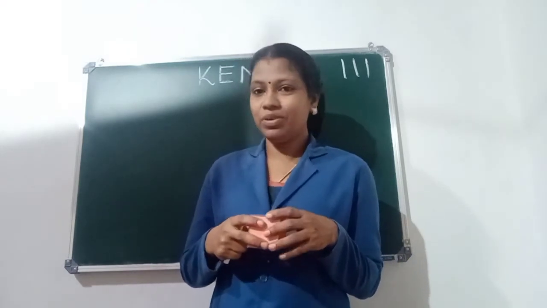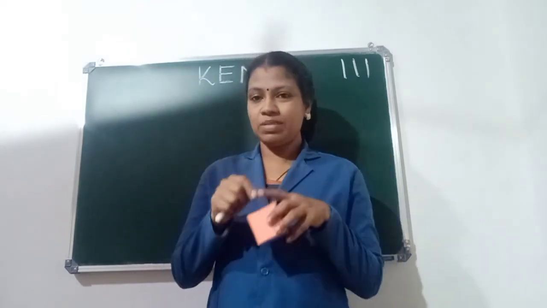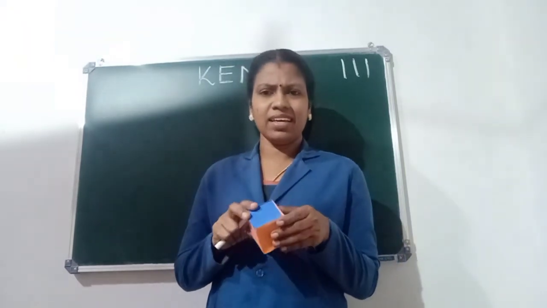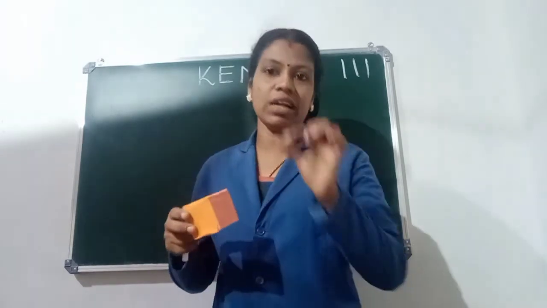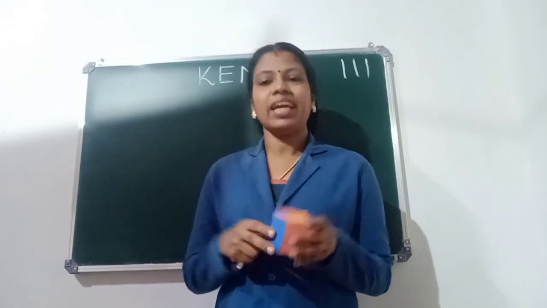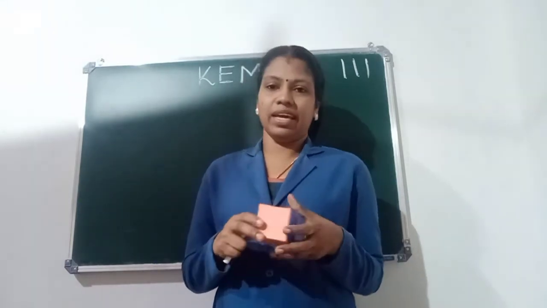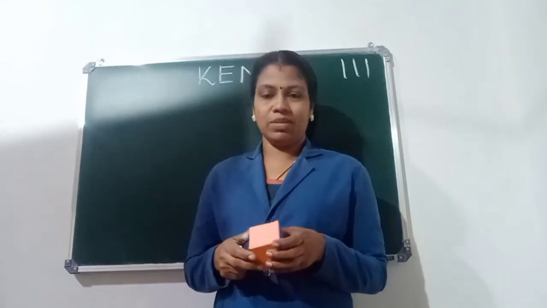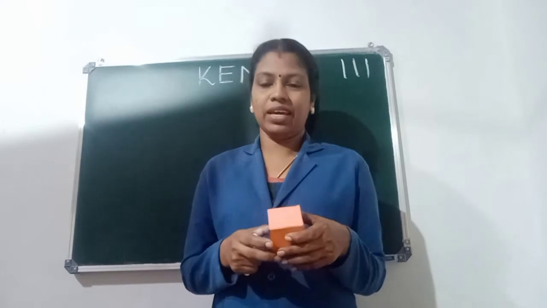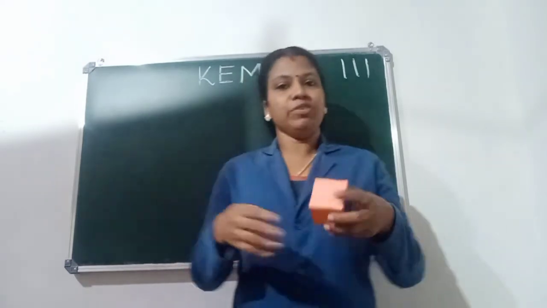Then ice cubes. Have you seen ice cubes? Yes. Then die. What is a die? Yes, a die is a 6-faced object used for playing snake and ladder. That is called a die. Okay, a die is also a cube. And there are many other examples. Find more examples and write them in your notebook. That is the assignment for you. I will give it to you later.